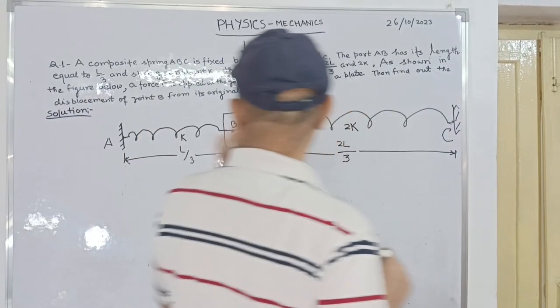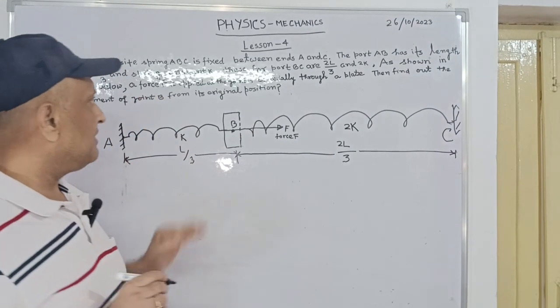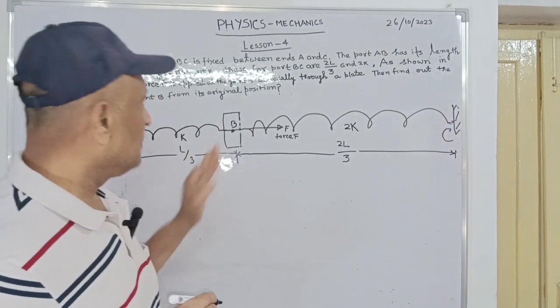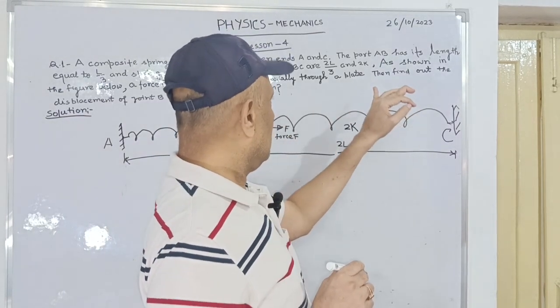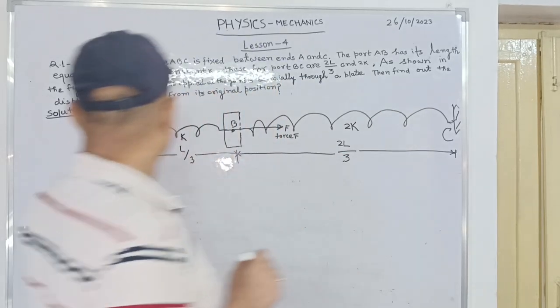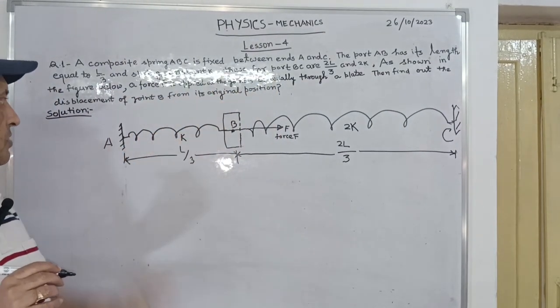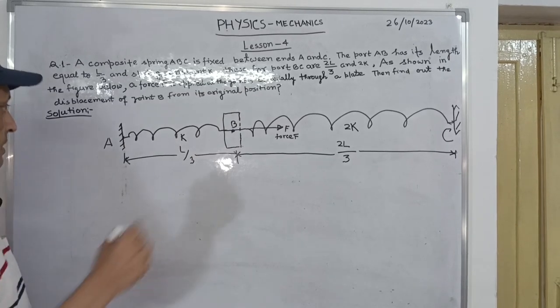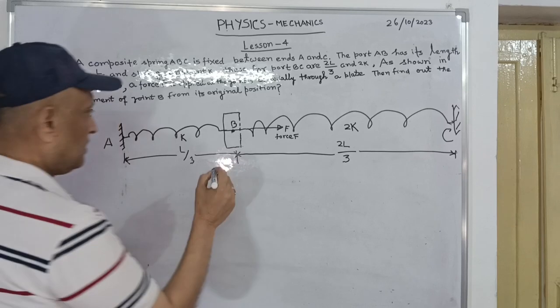As shown in the figure below, a force is applied at the joint B coaxially through a plate. Then find out the displacement of joint B from its original position. The composite spring is shown in this figure.